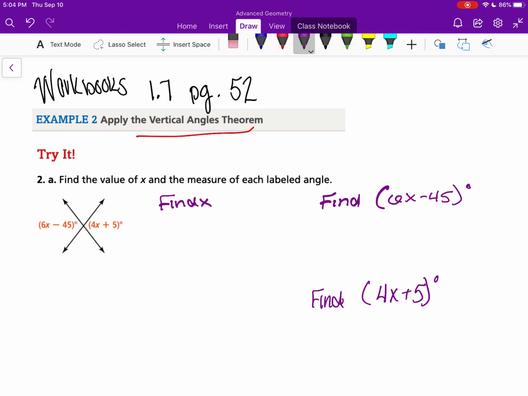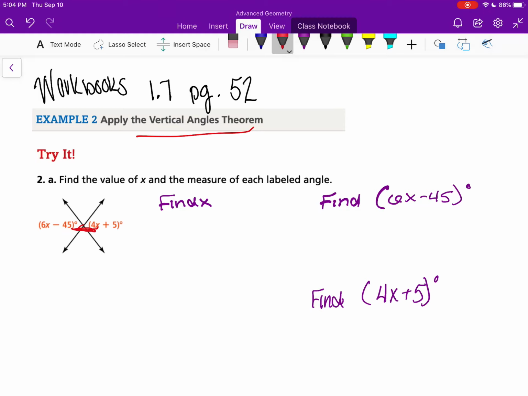So now we're thinking, how can we find x? How can we solve for x? We don't even have an equation here. That's where we're going to use what we know about vertical angles. And we can see that these two angles are directly across from each other. They are vertical angles. And what we just learned in the vertical angle theorem tells us that vertical angles are congruent, which means that they have the same measure. And if something has the same exact measure, then it is equal.